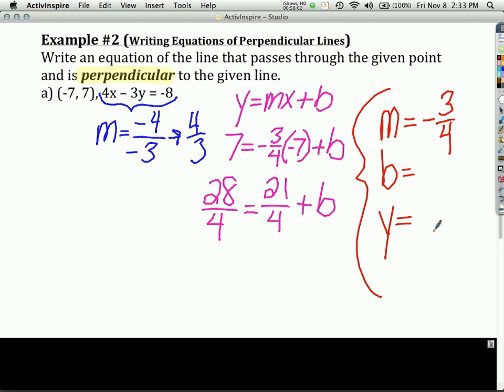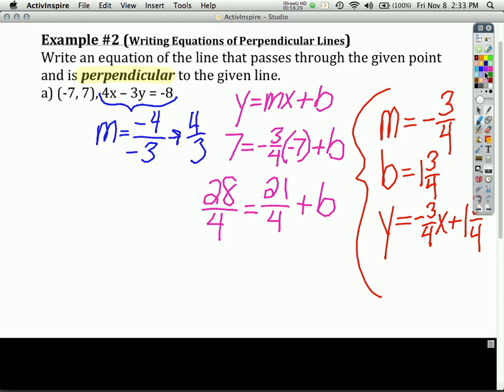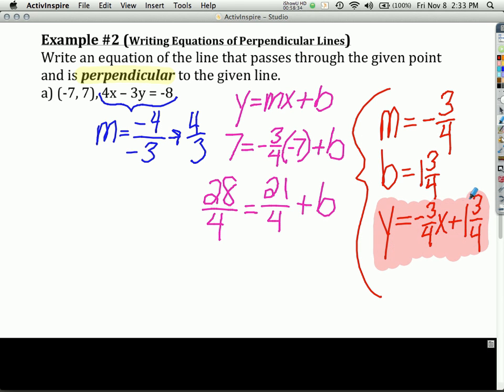Not 1. Missed by 1 digit. Sebastian? 1 3/4. It's 7/4. When you subtract 21/4 from both sides, you get 7/4, which is 1 3/4. And so now we're ready to write our equation of a line. -3/4 x plus 1 3/4. And so we have written the equation of a line perpendicular to the original line.